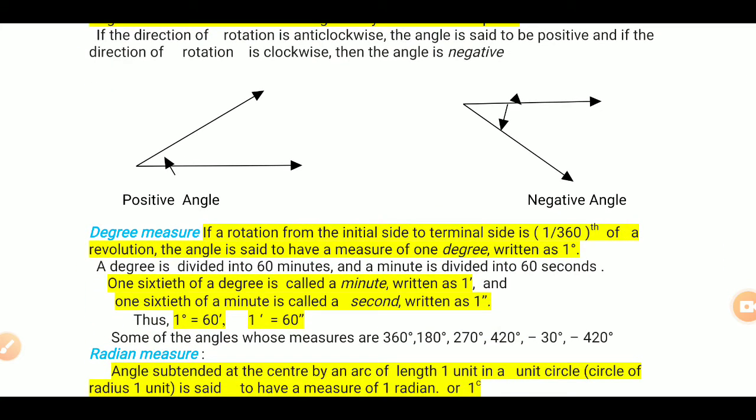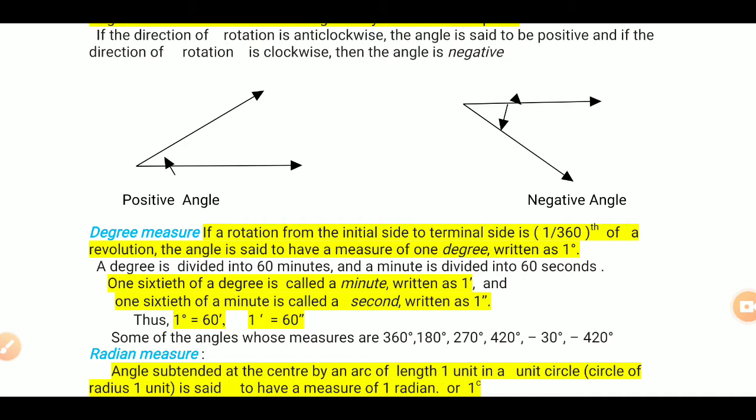Now the measurement of angle. First, degree measure. If a rotation from the initial side to the terminal side is 1/360th of a revolution, the angle is said to have a measure of 1 degree and it is written like this: 1 degree.